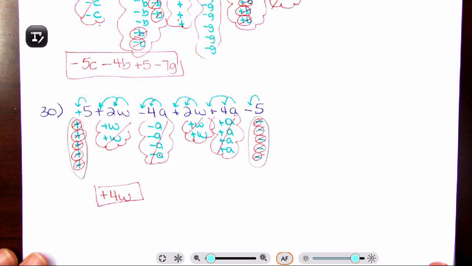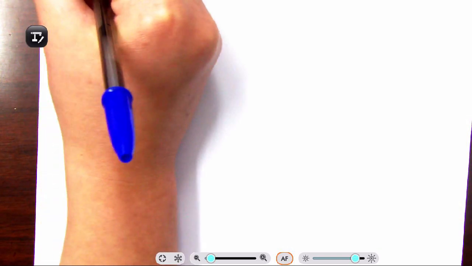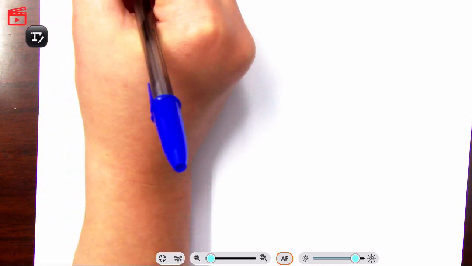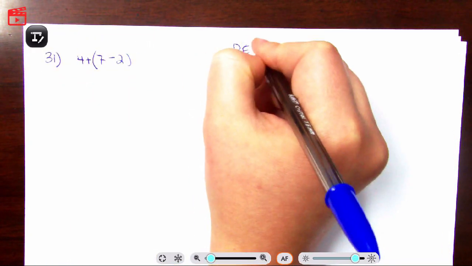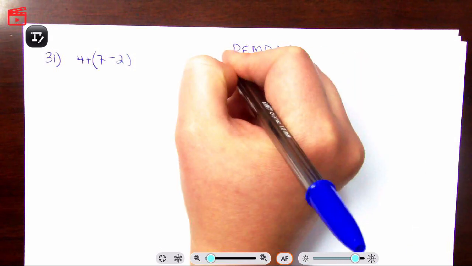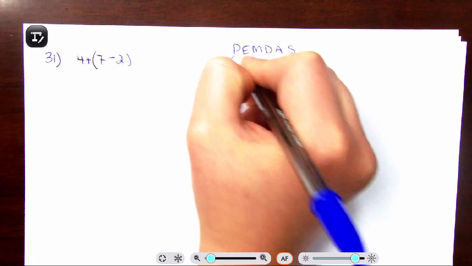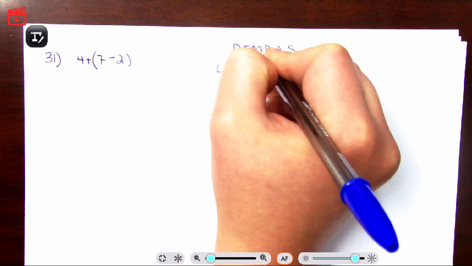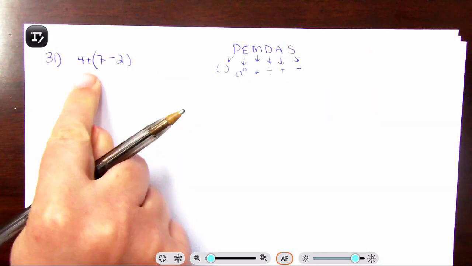Next one we have is PEMDAS, order of operations. So for the order of operations, what do we have? This is for number 31. 31 says 4 plus 7 minus 2. 7 minus 2 is in parentheses. So PEMDAS, please excuse my dear Aunt Sally. You do parentheses first, then you do exponents, then you do multiplication, then you do division, then you do addition, then you do subtraction. So here, what do we do first?